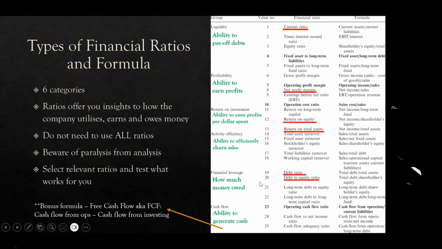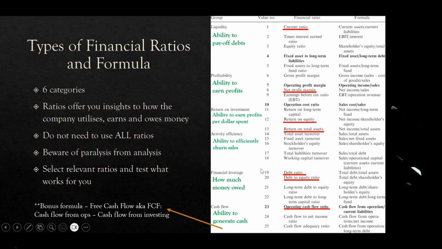Okay, and last but not least will be cash flow. So it's the ability to generate cash. And what we can see over here is the operating cash flow ratio, where we look at the cash flow from operations, which I shared with you in the cash flow statement, over the current liabilities using the balance sheet.